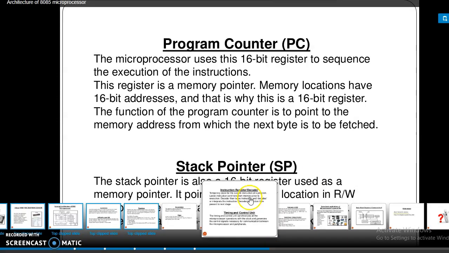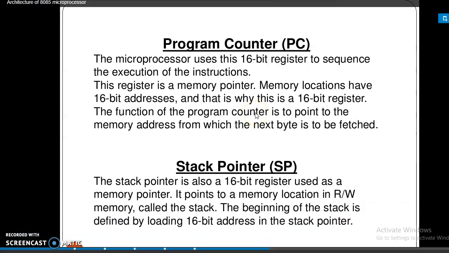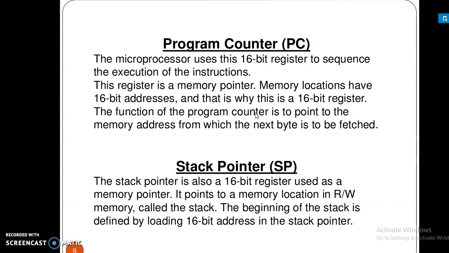Okay, next one is the stack pointer. The stack pointer is also a 16-bit register. It is used as a memory pointer. It points to a memory location in read-write memory called the stack. The beginning of the stack is defined by loading a 16-bit address in the stack pointer.